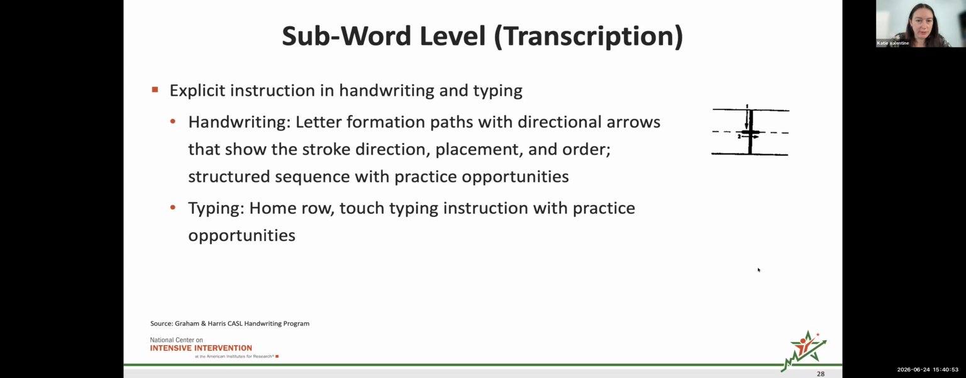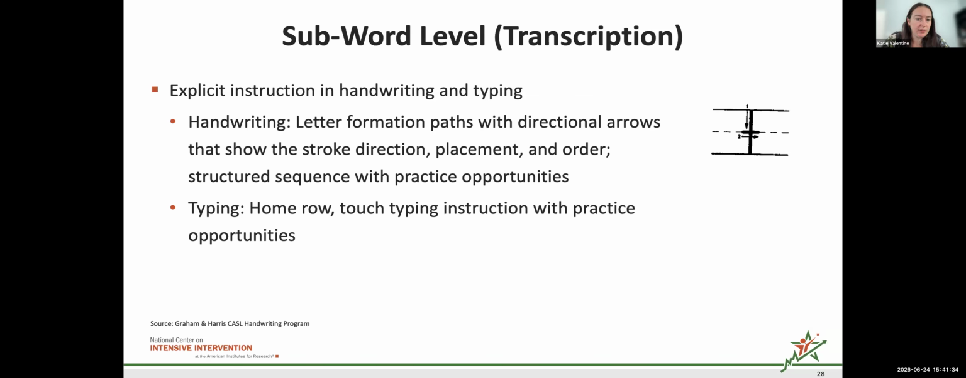So at the subword level, thinking about transcription, just kind of general best practices. We do recommend that explicit instruction in handwriting and typing for students even into like the middle school grades is really important. So for handwriting, this can look like things like presenting letter formation paths, like this example on the side of the slide here. For typing, we really encourage students to engage in learning the home row method, so touch typing and getting instruction with lots of practice opportunities. Typing.com is another example of that as well.